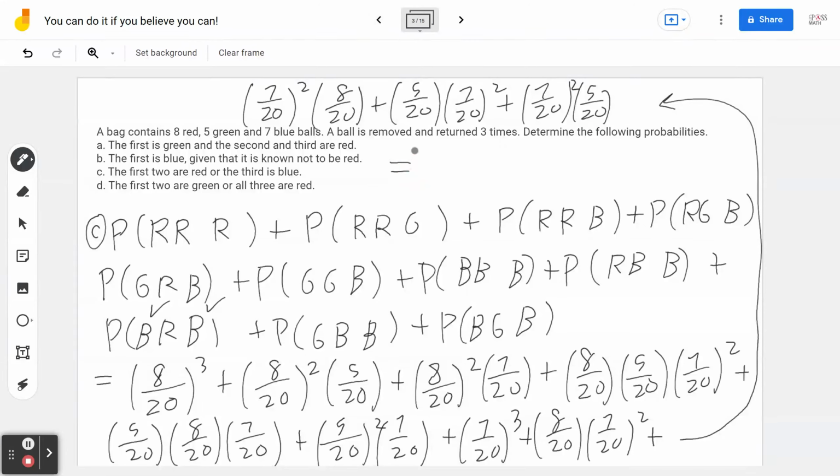Again, if you grab the calculator and you work it out, I believe the answer is 0.454, right? Let me know if you get a different number in the comment below.